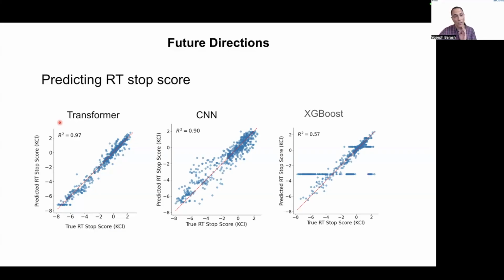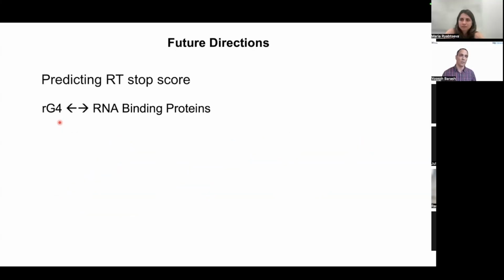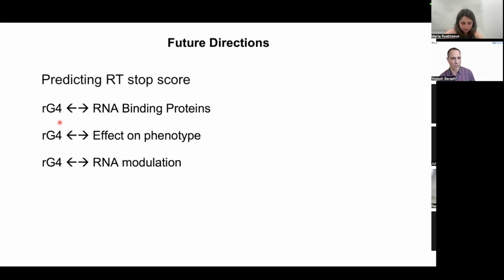And I think running interpretation methods like Julien's recent paper would be a good way to investigate this further. So that's one thing we're very interested in. Then the interconnection between RG4s and RNA binding proteins, we're very interested in that. The effect on phenotypes that are associated, expression, translation, splicing, etc. And then if you can figure all those things out, we're also very interested in RNA modulation.